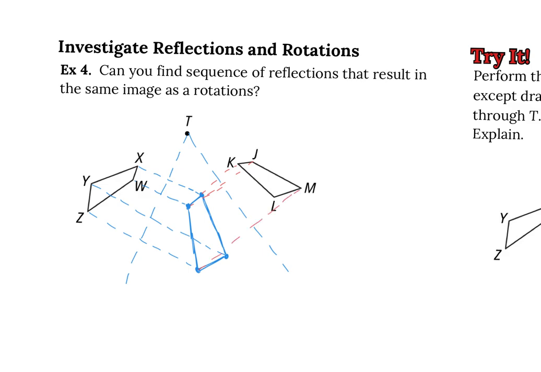Okay, and I can already tell this one I did not draw right. I think it should have been back here. Again, if I wanted to be more accurate, I should have used a ruler. Okay, but we can see essentially we would have to use a series of two reflections to create the same effect as doing a rotation.